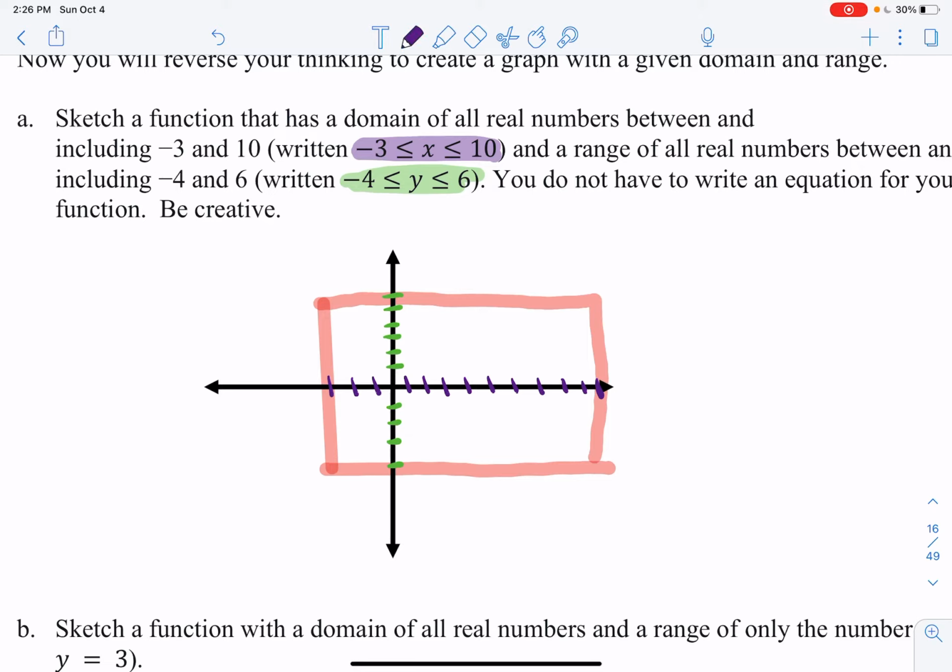So I don't know. I mean, I know I've got a point that could be here, -3, 6. Like that's in my restriction. And I guess I could have another point even at like 10, 6. I could do that. And let's just draw, I don't know, let's just draw a little function. Oops, sorry. Let's just draw something here.